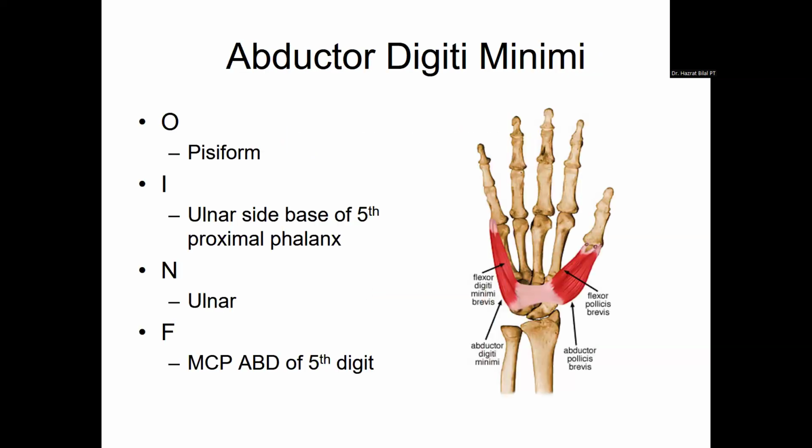So one of them is the abductor digiti minimi, and its origin is from the pisiform bone, and the insertion is on the ulnar side of the base of the fifth proximal phalanx. You can see here, this is the ulnar side of the proximal phalanx. This is the pinky. This is the proximal phalanx. This is the radial side. This is the ulnar side. So this is actually the flexor digiti minimi.